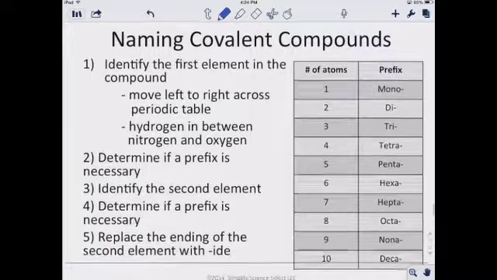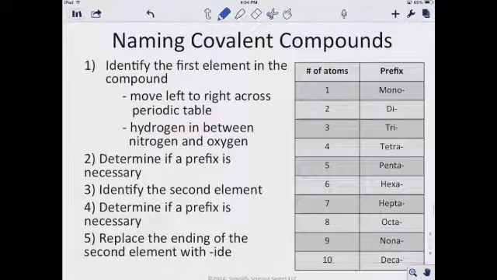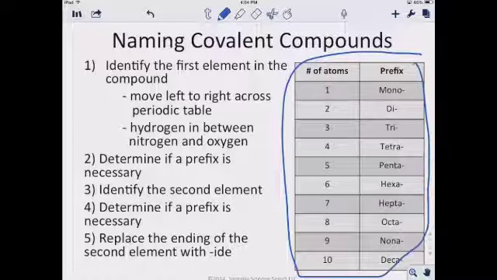Jumping to naming. Naming covalent compounds is a lot easier than naming ionic compounds. The one thing you have to do is memorize the prefixes: mono, di, tri, tetra, penta, hexa, hepta, octa, nona, deca. You either have to memorize them, or your teacher might give them to you on a formula chart. But we need to have those.